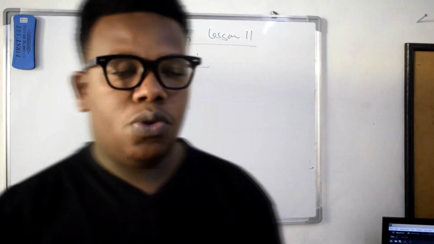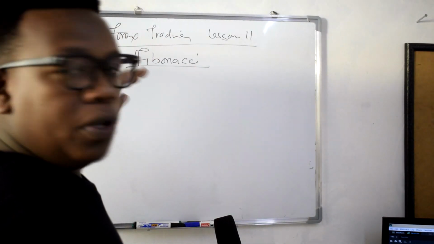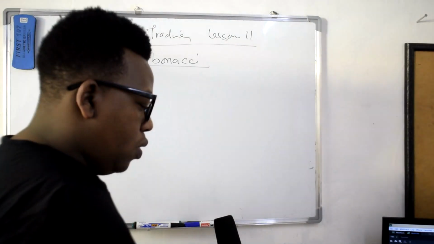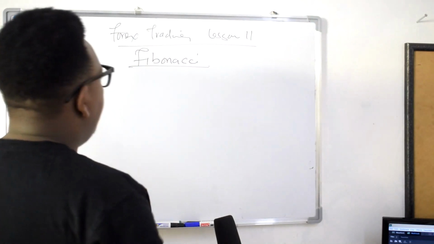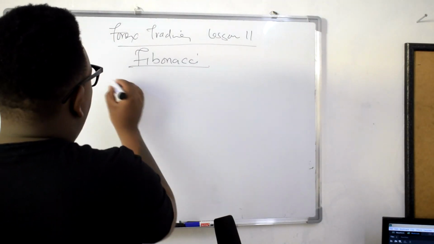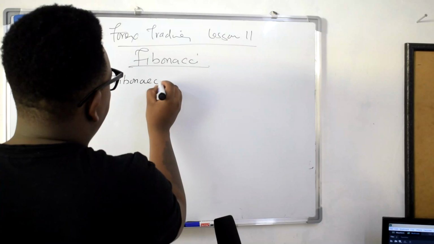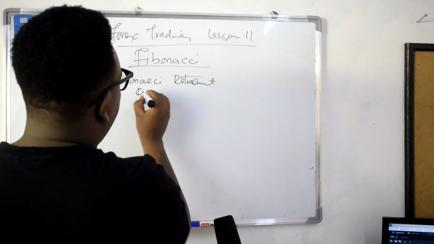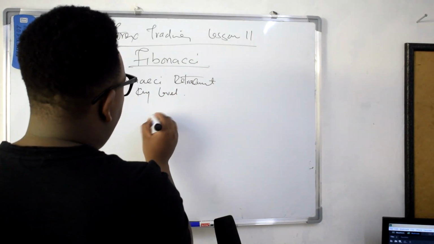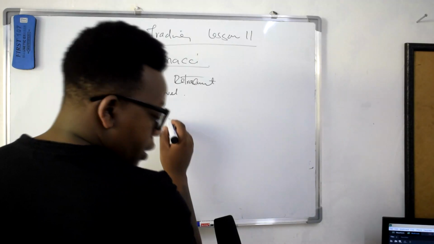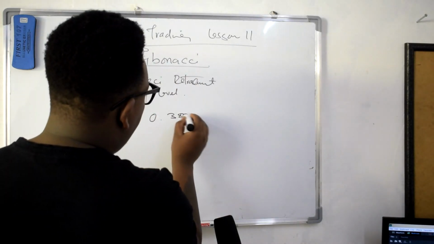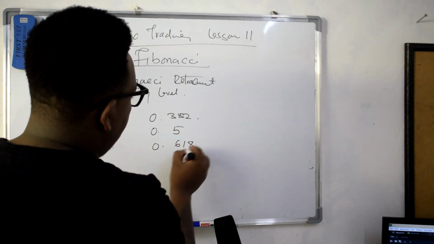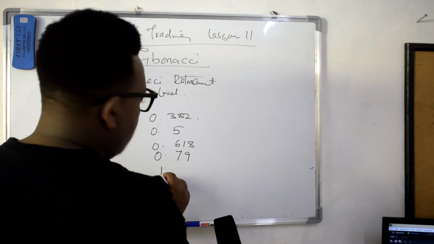Another important thing to know is that this concept I'm introducing you to applies in real time in the market. So with the Fibonacci, it has a couple of levels that are very important for you to know. Let's look into Fibonacci retracement, and the key levels you need to know are 0.382, 0.5, 0.618, 0.79, and of course the 1.